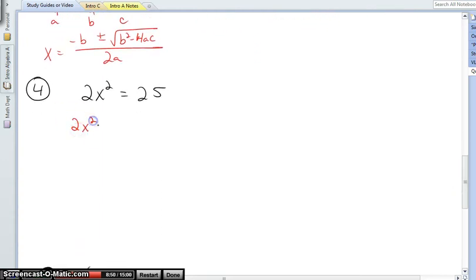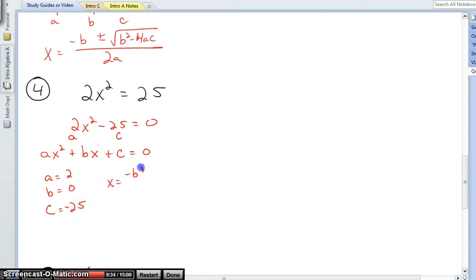Number 4, I want to move the 25 over. This one only has 2 terms, so I need to figure out which one's A, which one's B, which one's C. So remember, A is the number in front of the x squared, B is in front of the x, and C is the constant. It's just the plain number. So in this case, I've got a number in front of the x squared, I don't have any number in front of the x, and I have just a plain number. So I have A equals 2, there is no B, and C is -25.